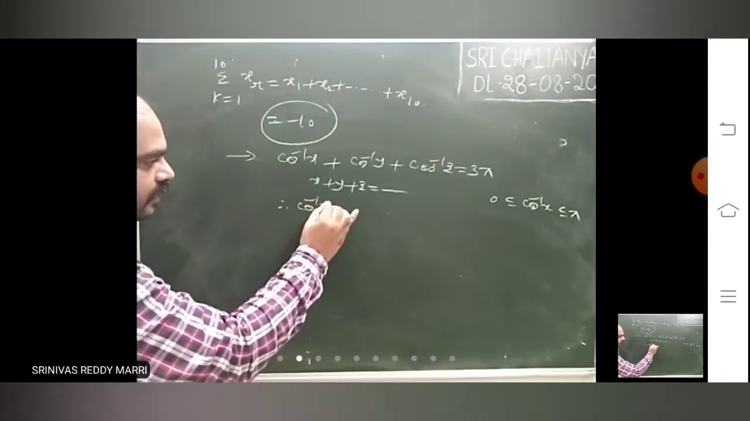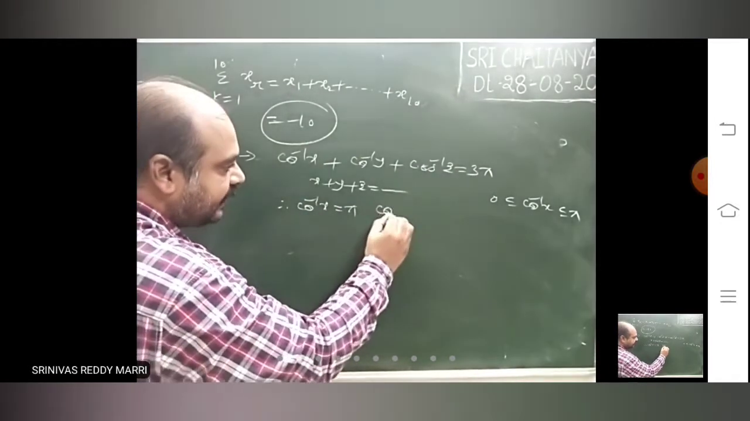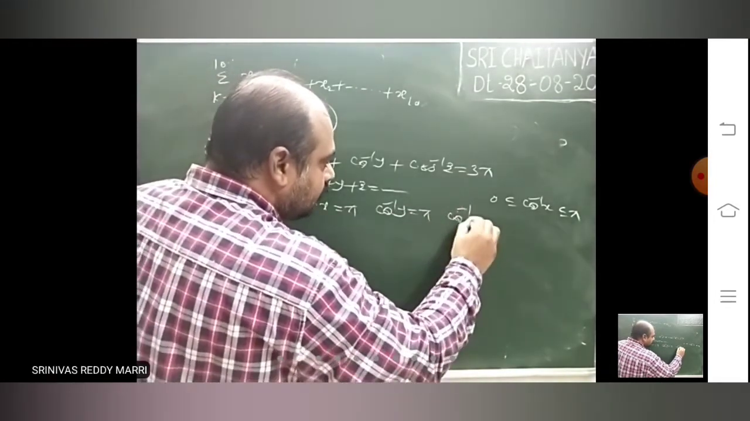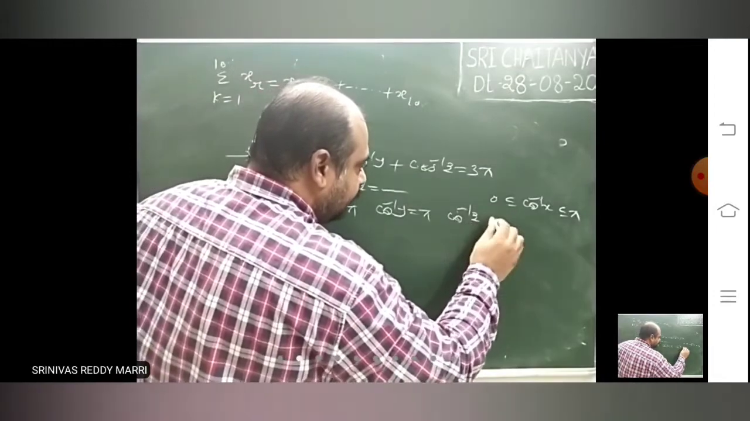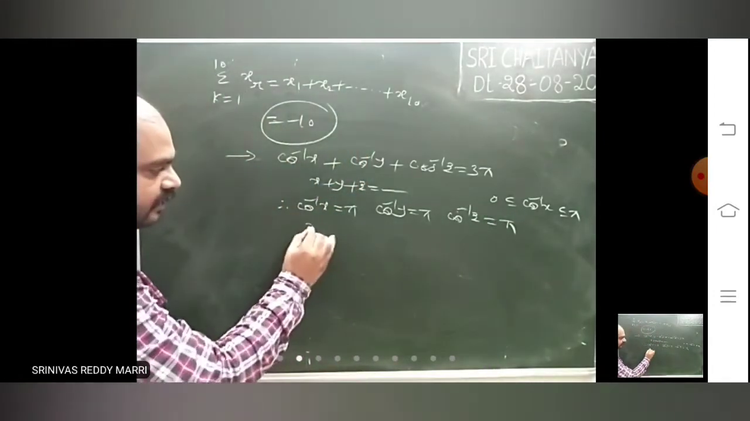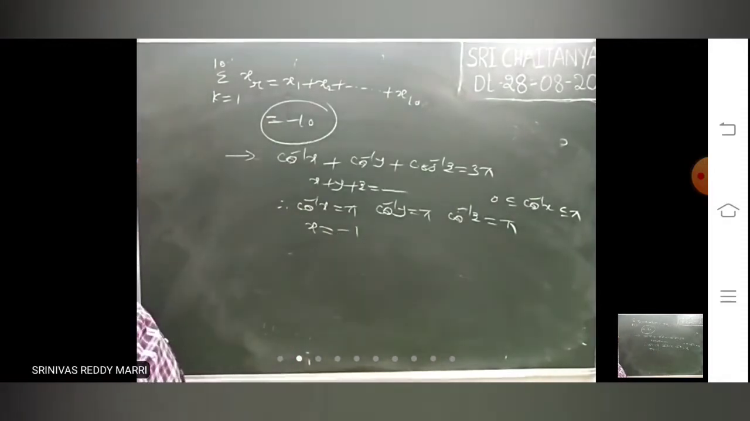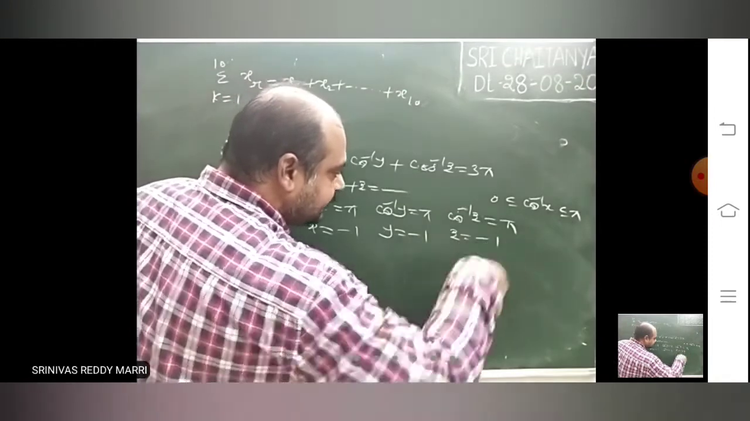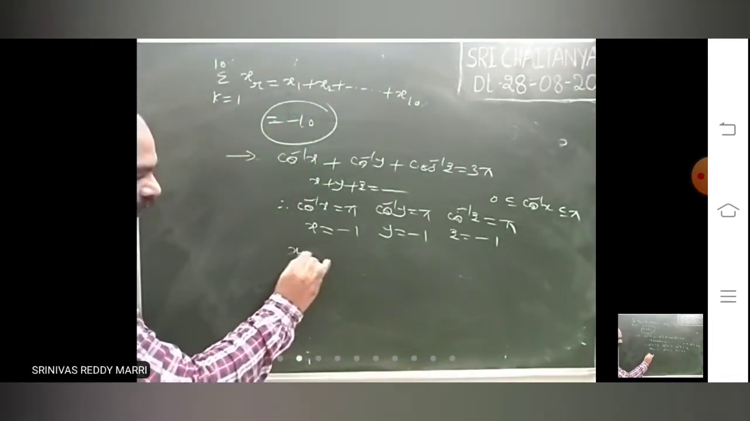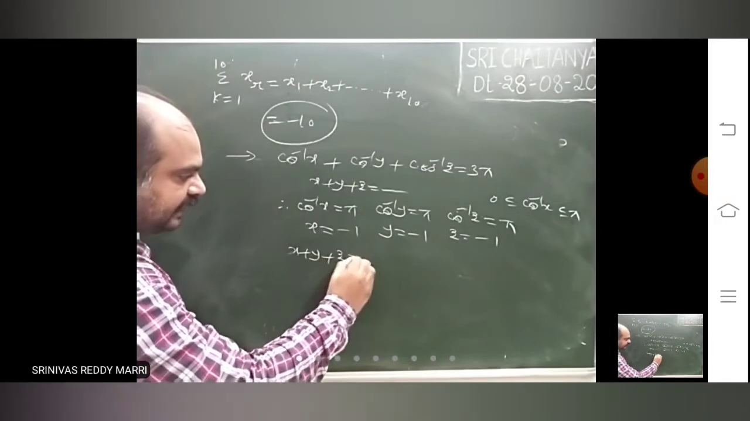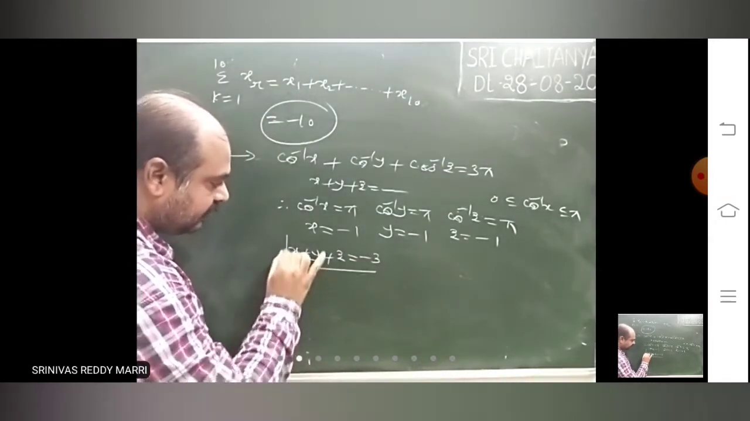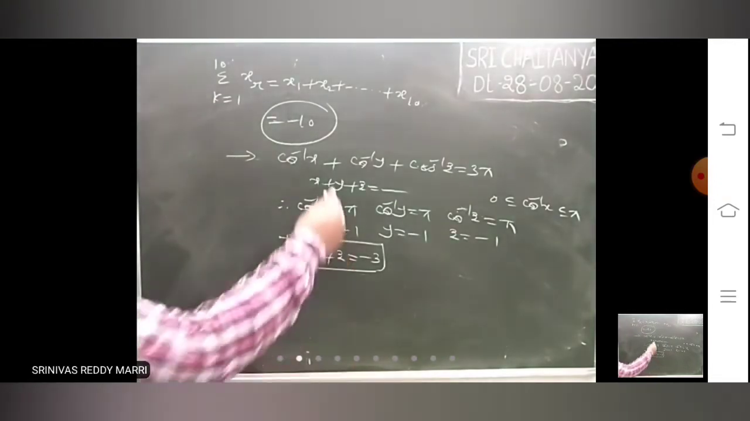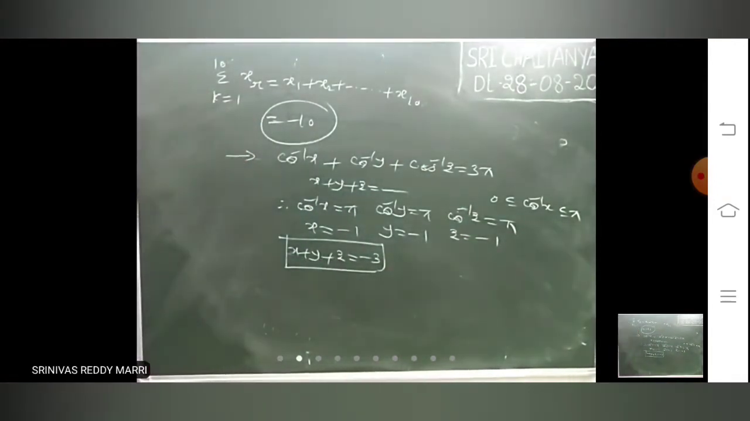Therefore, cos inverse x equal to pi, cos inverse y equal to pi, and cos inverse z equal to pi. Then only it is possible. x is what? Cos pi, minus 1. y is what? Cos pi, minus 1. z is what? Cos pi, minus 1. Therefore, x plus y plus z equal to minus 3. What is the value? Minus 3. Like that, just 2 or 3 definite questions will be there tomorrow.